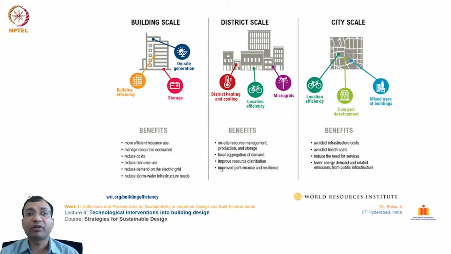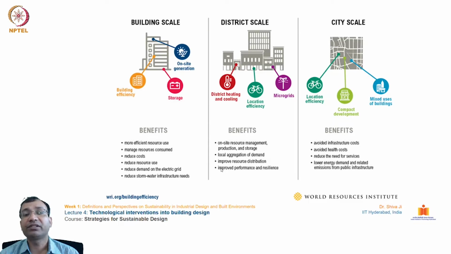So by generating power on site, we can reduce our dependence on the grid. And secondly, we can almost nullify the losses happening in the transmission of the power from one place to another, and we can go independent of the grid to generate our own electricity, and reduce stormwater infrastructure needs. So in disastrous situations like flooding, there could be benefits in such scenarios also.